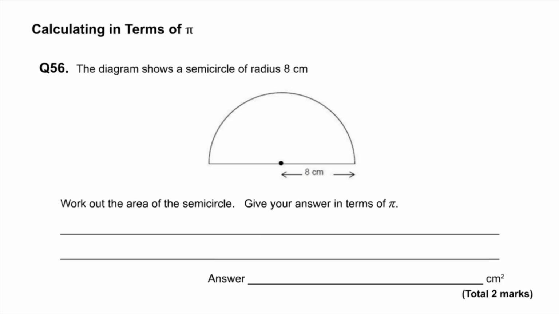Okay? And question 56 says, the diagram shows a semicircle of radius 8 centimeters. Work out the area of the semicircle. Give your answers in terms of pi.